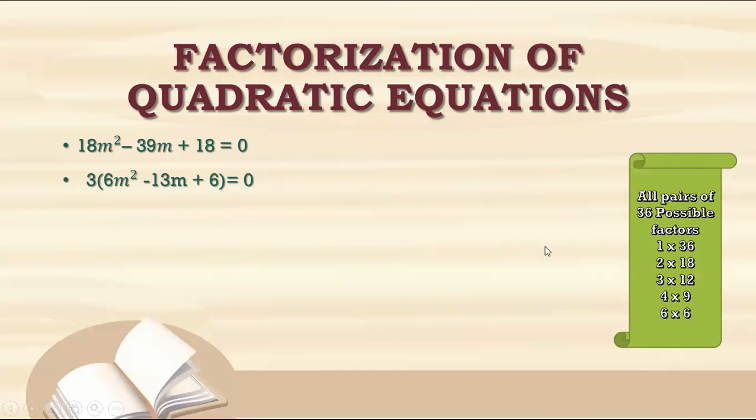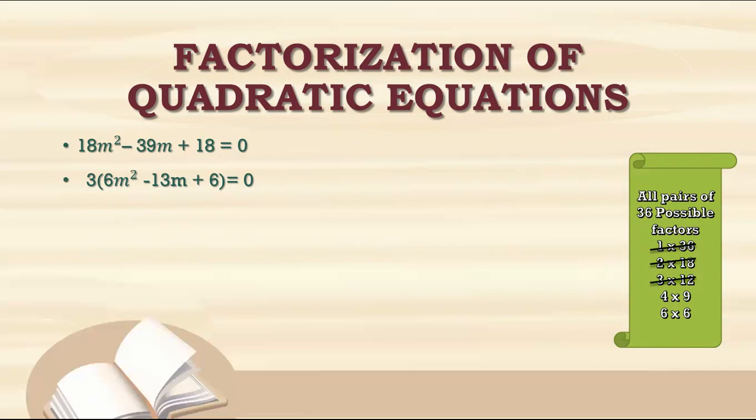So let's see what the possible factors of 36 are. When we take the first factor 1 into 36, we see that 36 plus 1 is 37 and 36 minus 1 is 35, which is not the suitable factor. Now let's check the second factor, 2 into 18, which is also not suitable because if we add or subtract them, it's not equal to 13. If we go for the third one, 3 plus 12 or 3 minus 12 is not equal to 13.